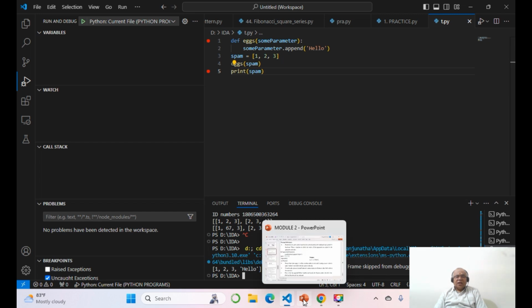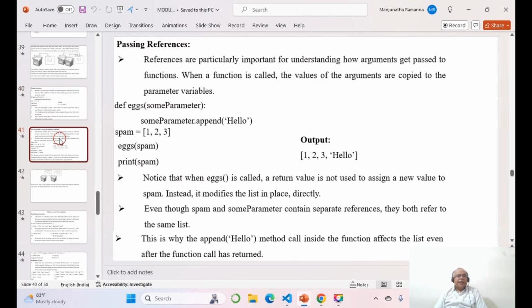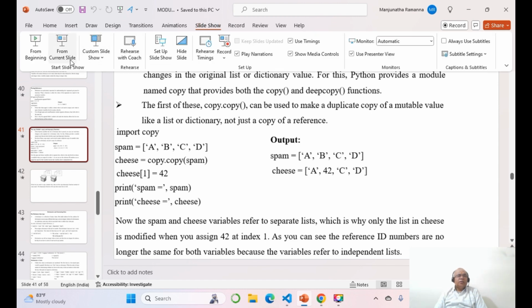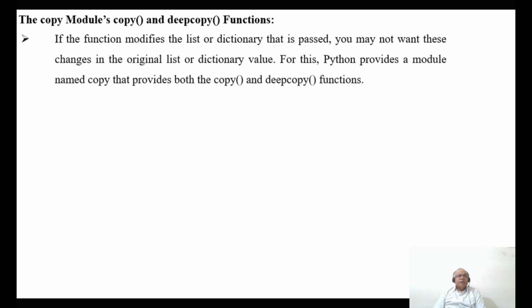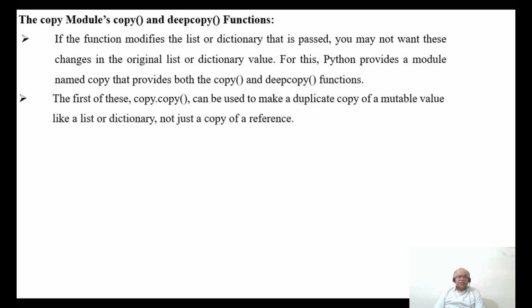Now the next thing is the copy module, wherein we have the copy and deepcopy functions. If a function modifies the list or dictionary that is passed, you may not want these changes in the original list or dictionary value. For this, Python provides a module named copy that provides both the copy and deepcopy functions. The first of these, copy.copy, can be used to make a duplicate copy of a mutable value like a list or a dictionary, not just a copy of a reference.